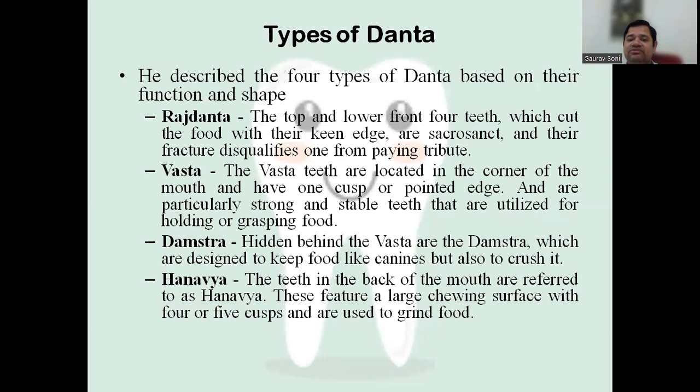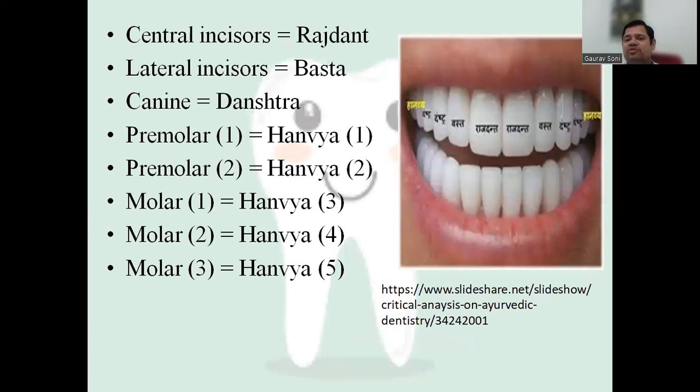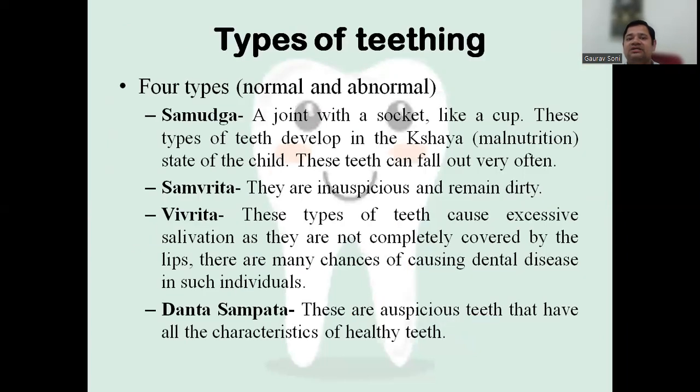Then is Danstra, behind the Vasta. It is designed to tear the food like canines, but can also crush it. तो ये काटने और फाड़ने के काम आएगा. Then Hanavya are the back side teeth, that is premolar or molar, which are basically for chewing purpose. So you can see some modern terms correlated here, and one picture is also shown. You can see the middle ones are Rajdanta, then Vasta, then Danstra, and the last will be the Hanavya. Hanavya will be of two types, premolar and molar.